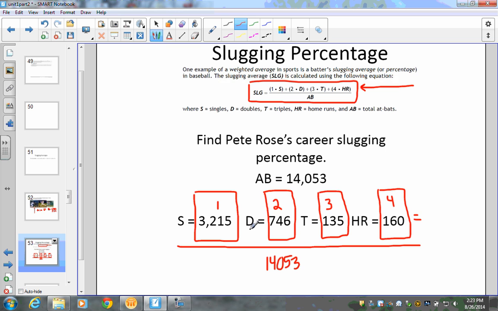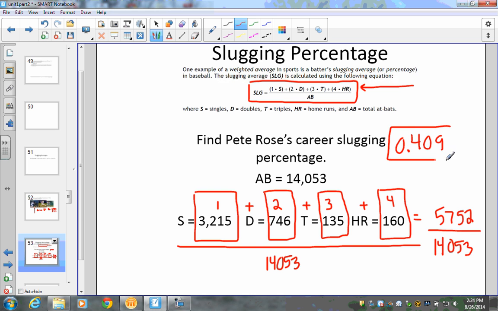So let's go ahead and multiply all this. Oh, and also after we multiply, we're going to add it all together. I'm going to put little plus signs here, so we're going to add all that information up. So this is what it adds up to be: 5,752. And we are going to divide that by the 14,053. When we do that, we will get a slugging percentage of 0.409. So that is his slugging percentage.